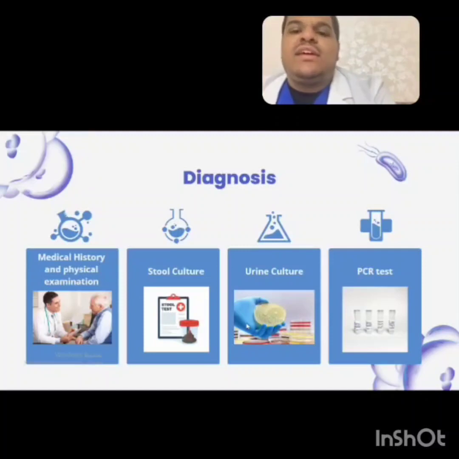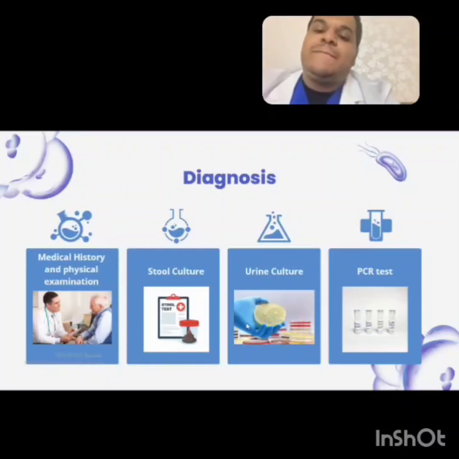The fourth is the PCR test, polymerase chain reaction. The PCR test is a molecular technique used to detect the genetic material, for example, the DNA of the E. coli bacteria. This method can identify a specific strain of the E. coli, and it's also faster and more sensitive than the other methods, as I said.